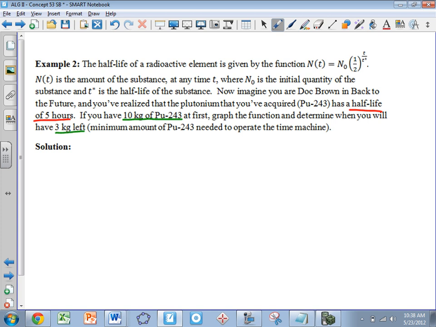Right, so let's write down what we've got. We've got T star is 5 hours. My half-life is 5 hours. N0 is 10 kilograms. Again, T star is 5 hours, N0 is 10 kilograms.